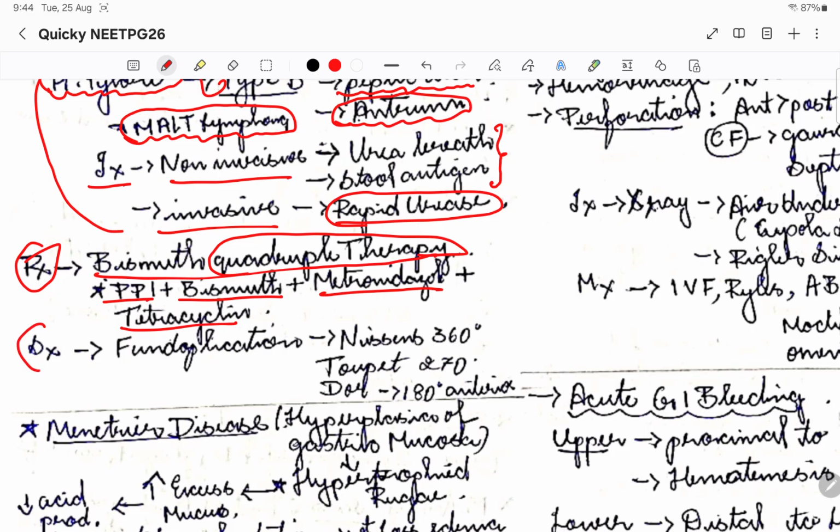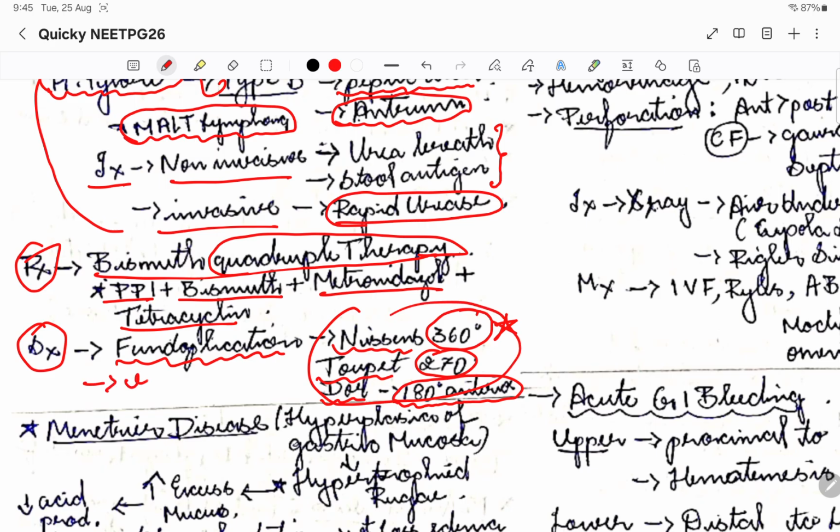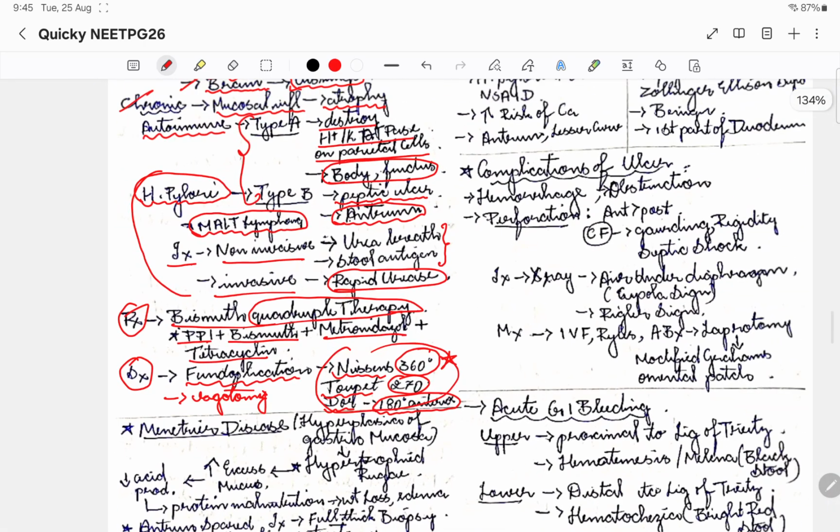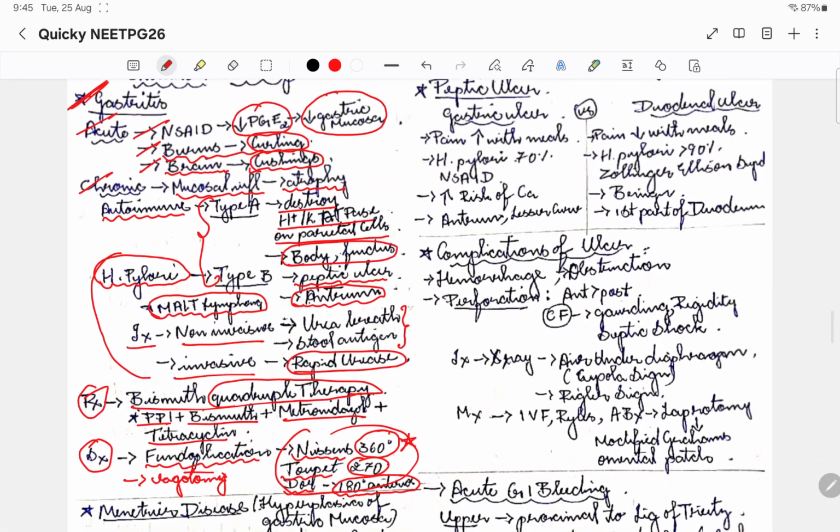Then the surgical method of management in chronic gastritis is fundoplication. We do the Nissen's surgery, meaning 360-degree fundoplication. Toupet surgery is 270-degree, and Dor surgery is 180-degree anteriorly. Please go and see an image-based illustration of these fundoplications. We can also do vagotomy to decrease the acid secretions. So these are the things that we can do with respect to gastritis.